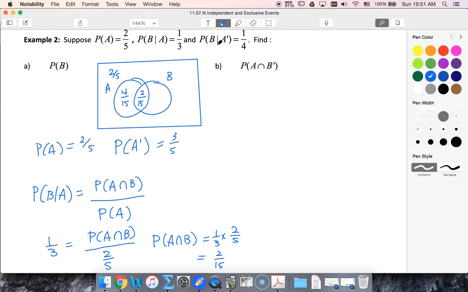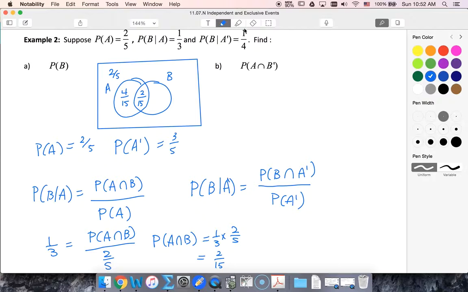Probability of B, probability of B given not A. Well, I can use my same sort of formula idea. So probability of B given not A, that's going to be the probability that B intersects not A, divided by probability of not A. They gave me this one, not A, I could figure out because I knew A. B intersect not A is going to be this area, which is good because I need to know the probability of B, so I need this area.